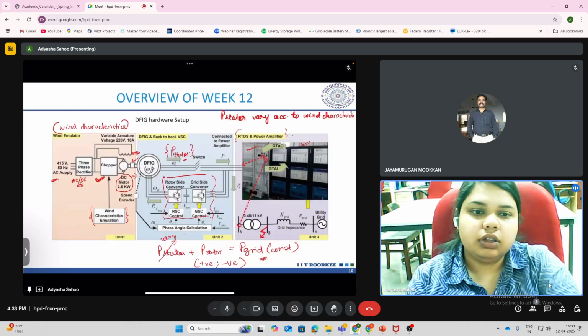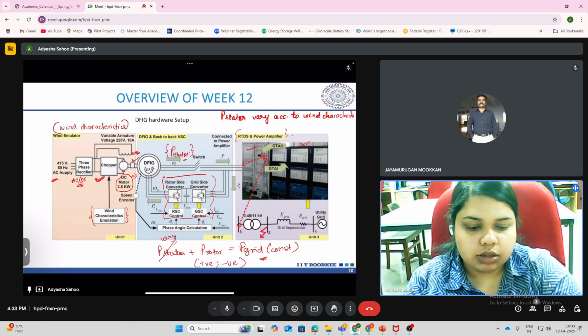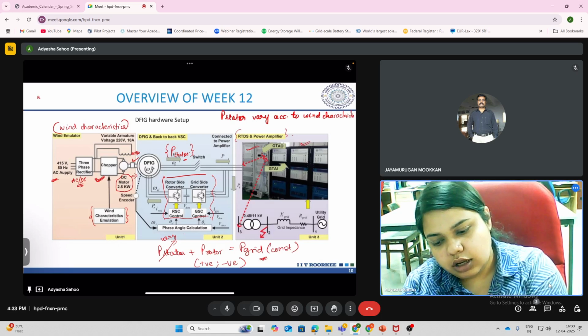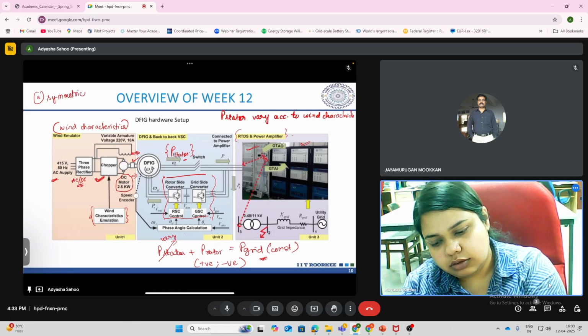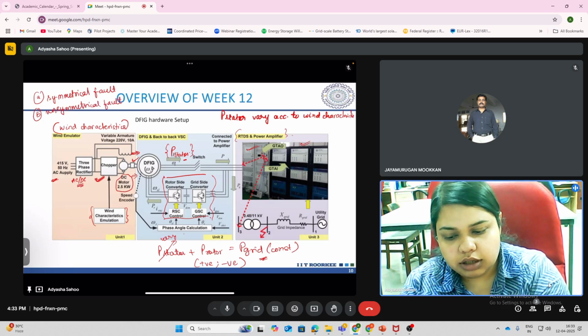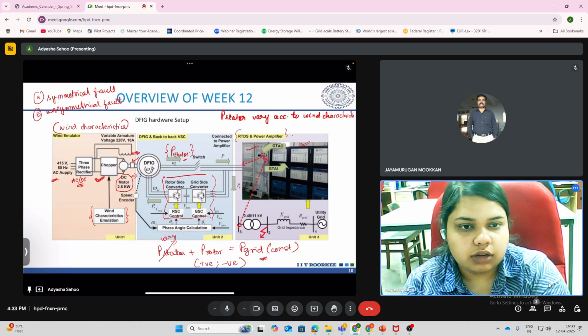After that, we saw the performance of this setup for two case studies, in case of symmetrical and in case of unsymmetrical faults. So we see that in case of symmetrical faults, the negative sequence currents are absent because the currents are balanced here. But in case of unsymmetrical fault, you have a negative sequence current also present.